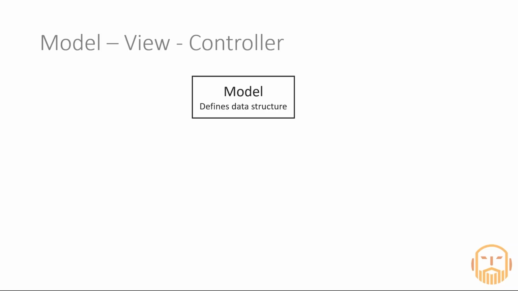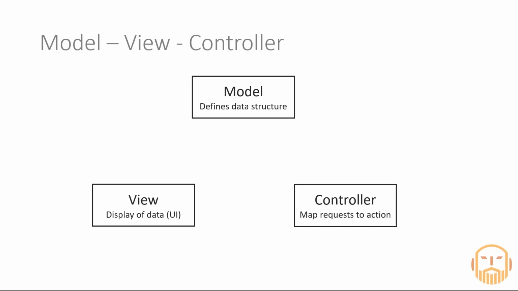So these are the three components: your models, which are basically your data structures that model your data; the view, which is a display of that data to the user; and then the controller, which really maps requests to actions. Think of those as API endpoints, and it does something with those actions. It's really like an orchestrator, basically. In my view, it's the central component of this pattern.